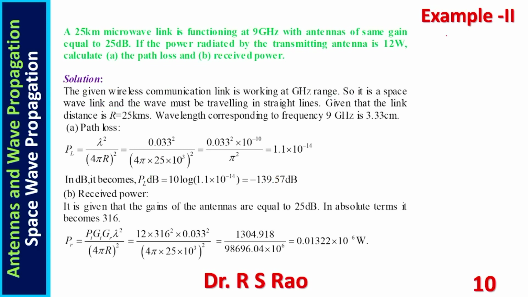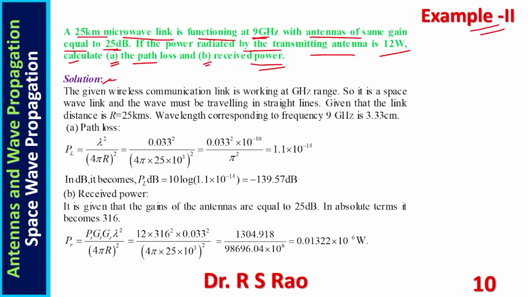Another problem on space wave propagation, example 2. A 25 kilometer microwave link is functioning at 9 gigahertz with antennas of same gain equal to 25 dB. If the power radiated by the transmitting antenna is 12 watt, calculate A, the path loss, and B, received power. This is the problem. A microwave link, it implies it is space wave propagation. Of course, from frequency also it can be understood that it is space wave.